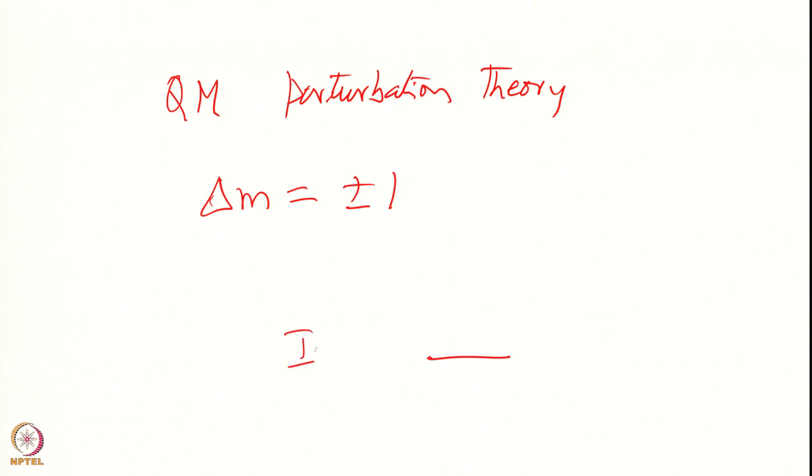Let us say for I is equal to 1, what are the states possible? I will have I is equal to 1, M is equal to 1, then you have the 0 here, and you also have M is equal to minus 1. So delta M is equal to plus or minus 1 meaning what? What states are possible? We can have a transition between these two levels.